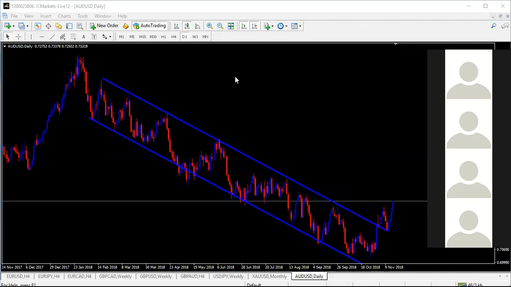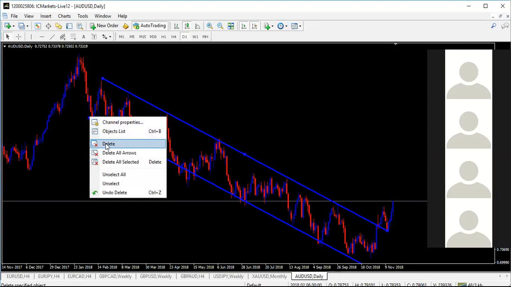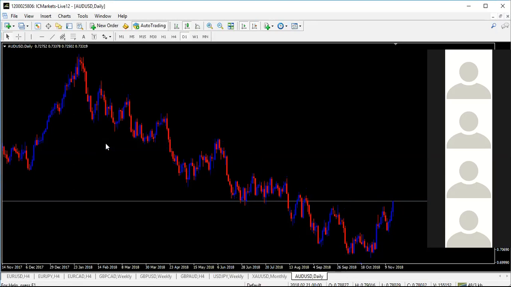Let's see in my chart, AUD/USD, how simple it is. Here is what you call a channel, a downtrend. Usually when you join a trend line on a downtrend, it's just one line, but I use a channel because the market moves inside the channel, so it's easy to identify where you're going to want to buy and sell at certain levels.